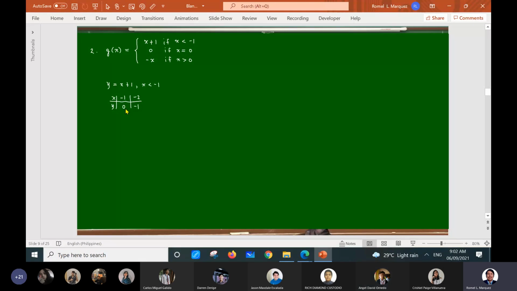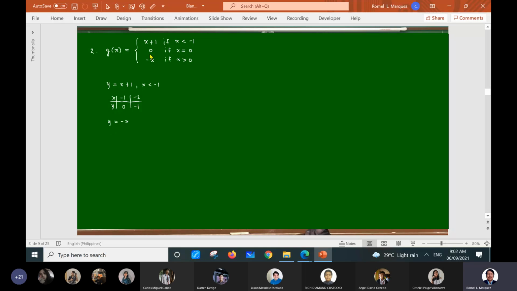But take note, negative 1, 0, it's supposed to be a hole, huh? Although I assign negative 1, then I got 0, but it is supposed to be a hole. Got it, guys? So the other one, y equals negative x.